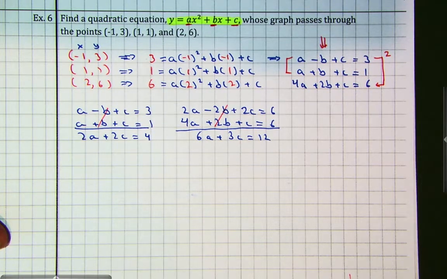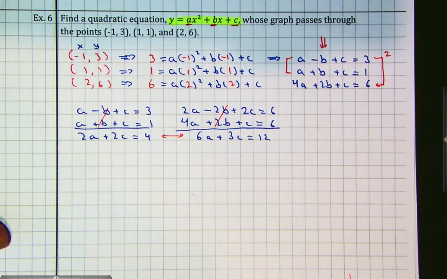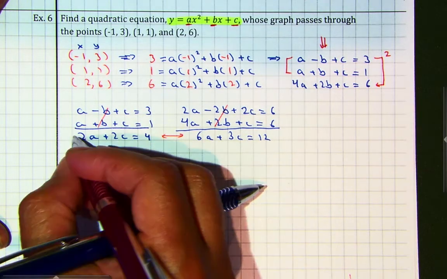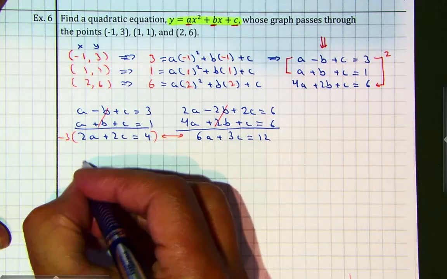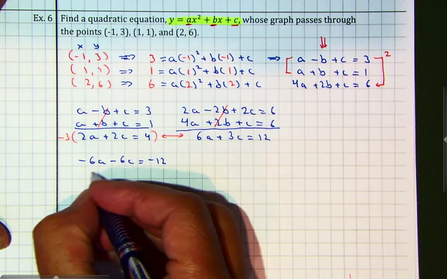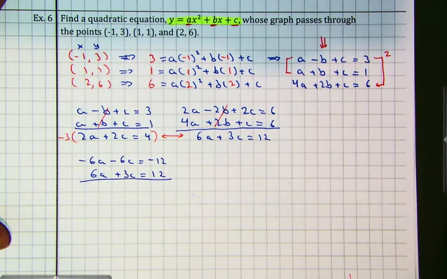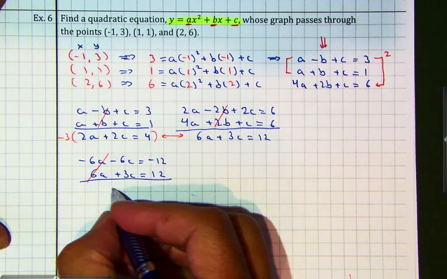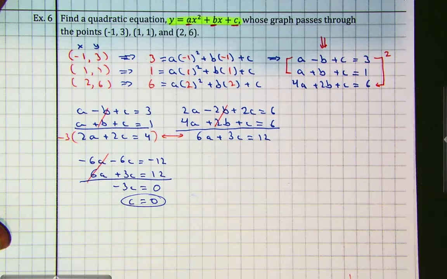And now I'm going to combine both of those two equations, and I want to cancel the a's or the c's. Which one should I cancel? Correct, I should cancel the a. So I'm going to multiply this one by -3. Do you agree? So it gives me -6a minus 6c equal to -12. That is 6a plus 3c is equal to positive 12. So therefore my a's are cancelled. I have -3c is equal to 0. So therefore c equals 0, divided by -3. And now we have the value of c.